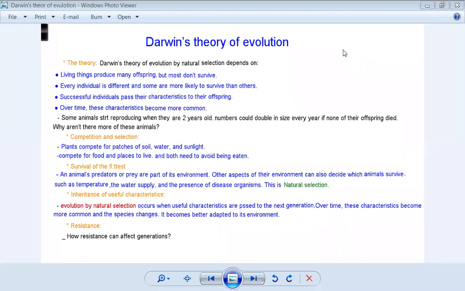So if we have strong generations, when we talked about selective breeding, we said that we need to select the animals or organisms with strong, perfect features to breed them together. When we breed them together, they will have offspring with good features, right? These good features will be passed to the other generations. So over time, this will be more common in their offspring.